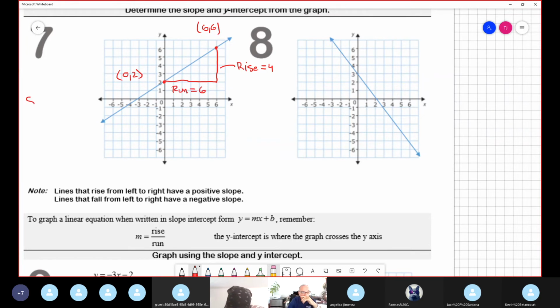Therefore, our slope is 4/6. Of course, expressed in lowest terms, the greatest common factor is 2, so 2/3. And is it 2/3 positive or 2/3 negative? What do you think? Positive or negative? It's positive, because the line is going up, it's increasing. I suppose in number 8, the line is going down, so the slope is negative. Okay? Let me try number 8 now.